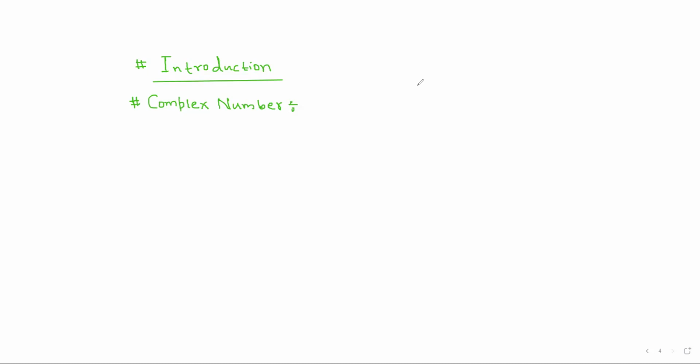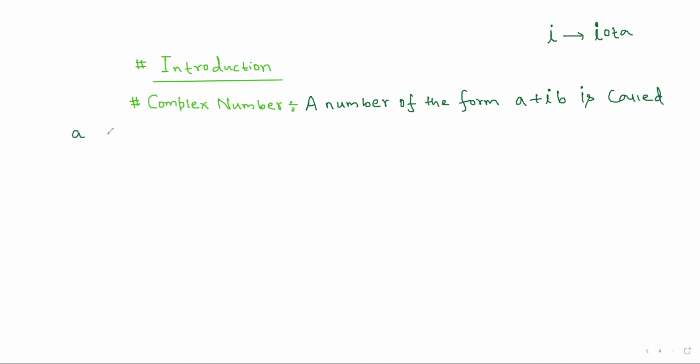Okay, so a number of the form a plus iota b, where iota stands for iota, is called a complex number, where a and b belong to real numbers, and iota is equal to under root of -1.